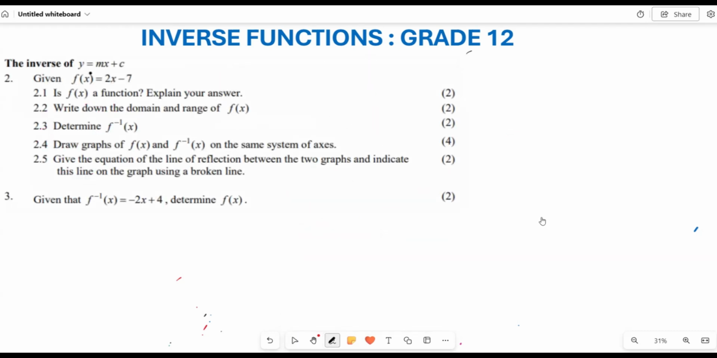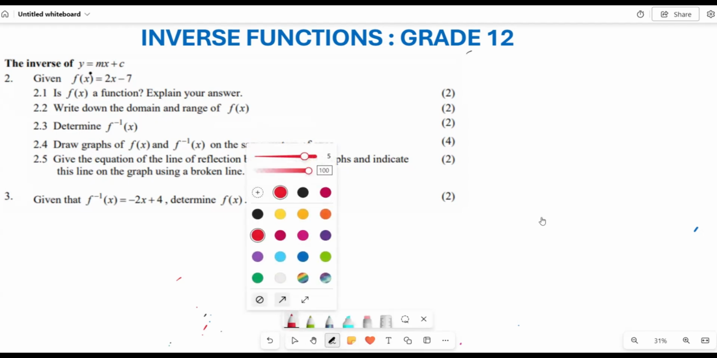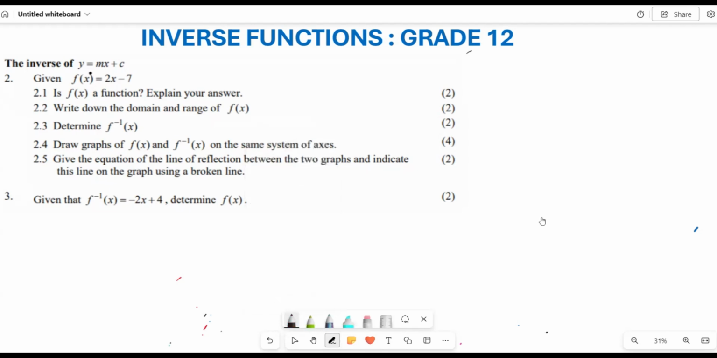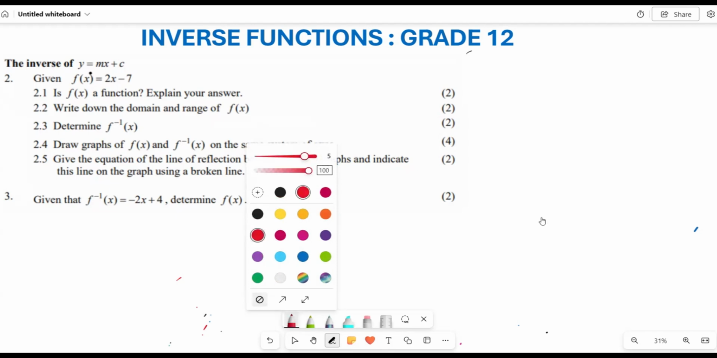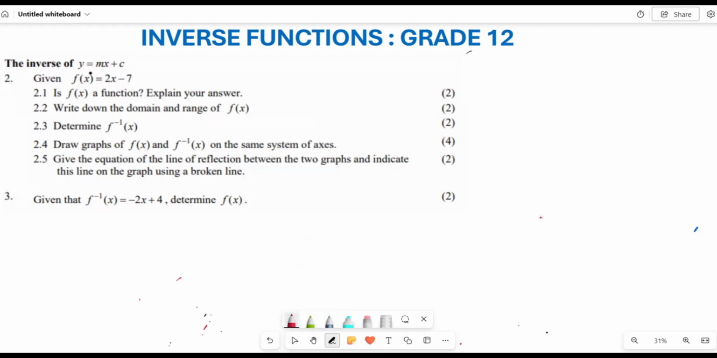Let me just make up my space here. Now, let's say I have this particular question. I know this is something you have never been exposed to, but let's look at how we work with such things. Remember, we are still looking at just our basic straight line. They are saying you are given f of x equals 2x subtract 7. The first question is: is f of x a function? Explain your answer.